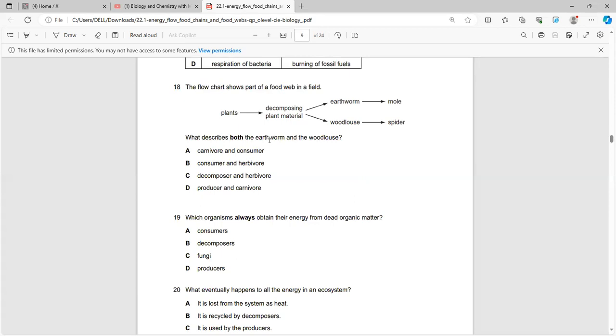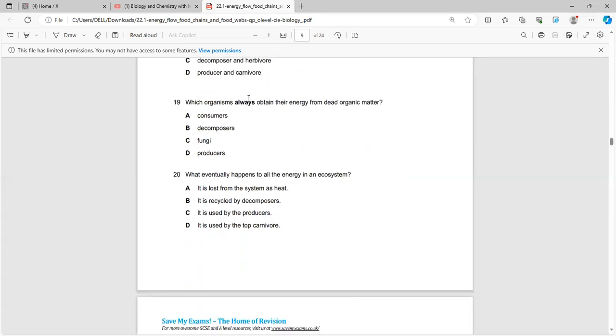Now, we have to describe the earthworm and the woodlouse. The earthworm and woodlouse both feed on plant material, so they are both consumers and herbivores. Now, in question 19, you have to carefully look at the option, and the option says always.